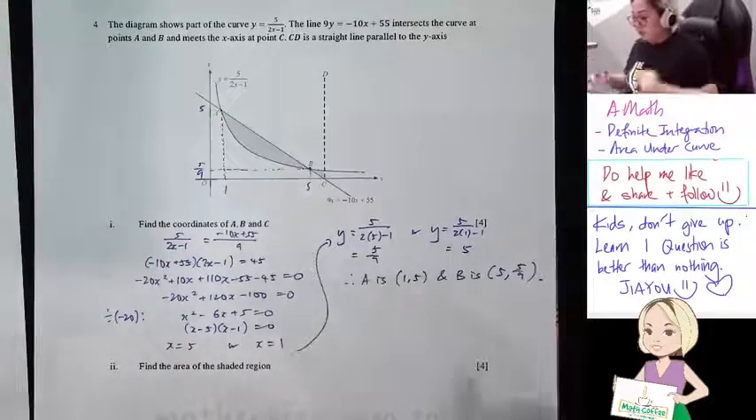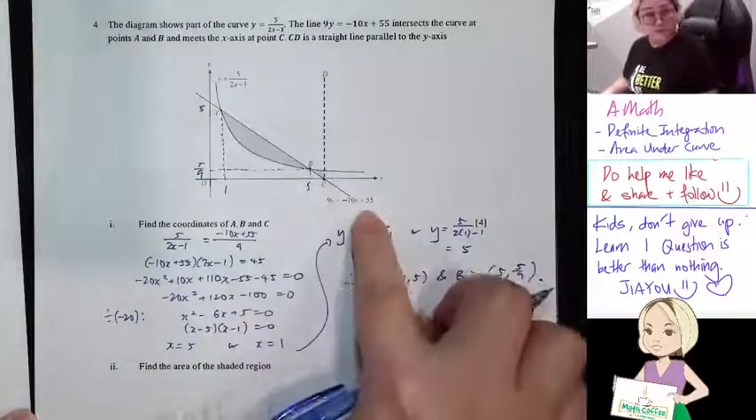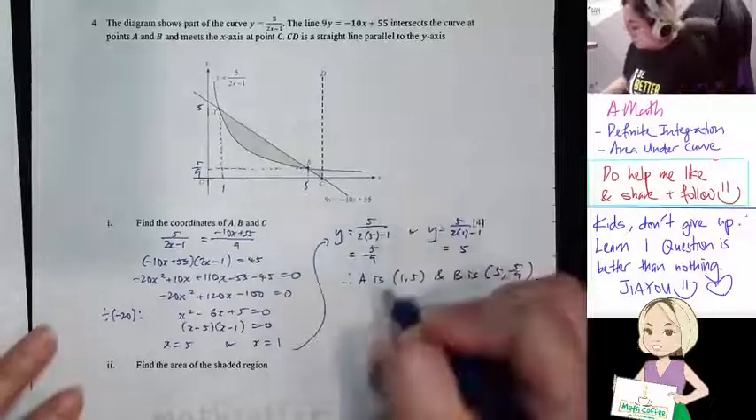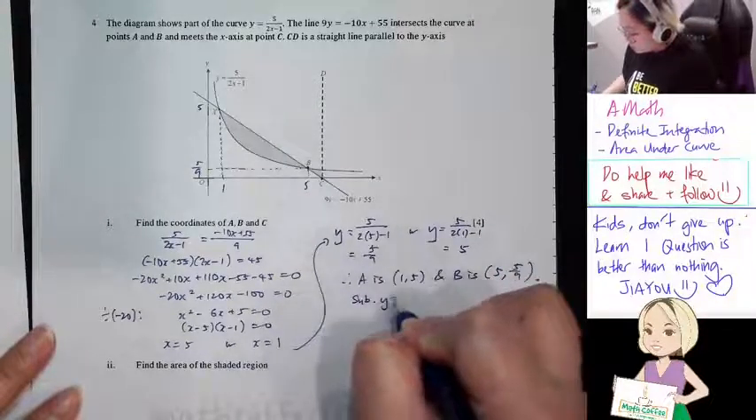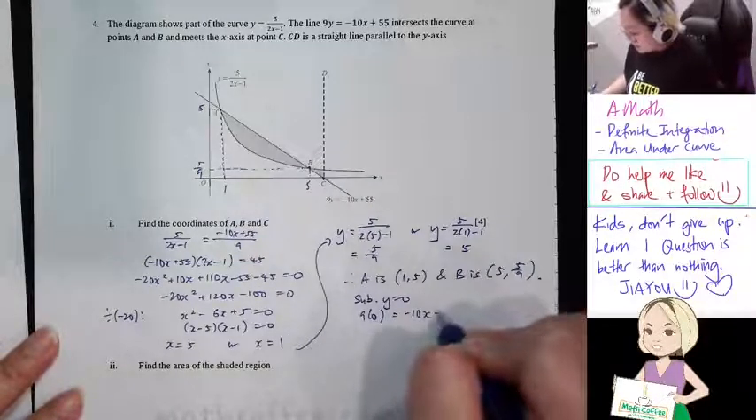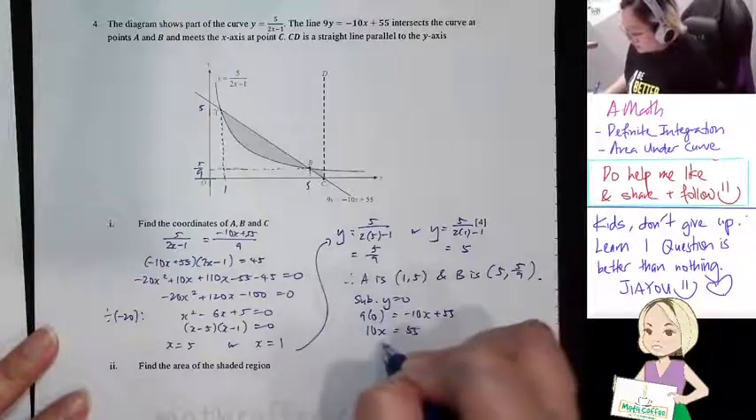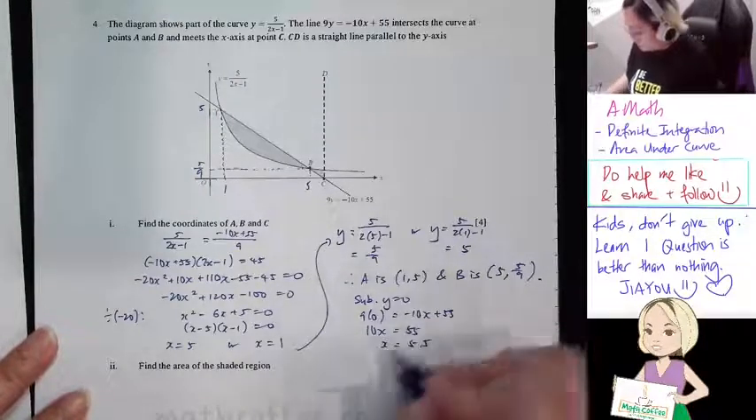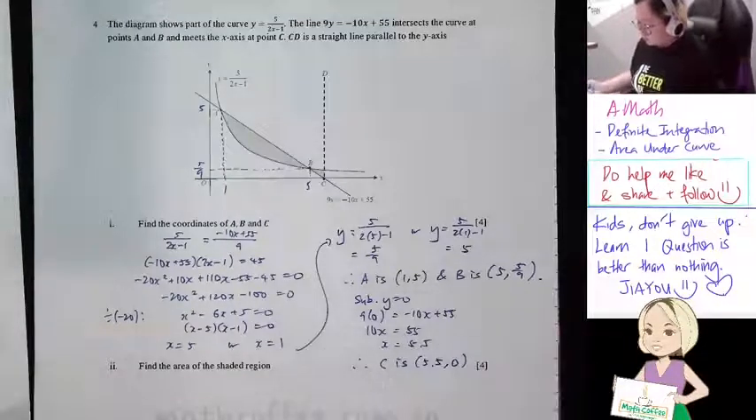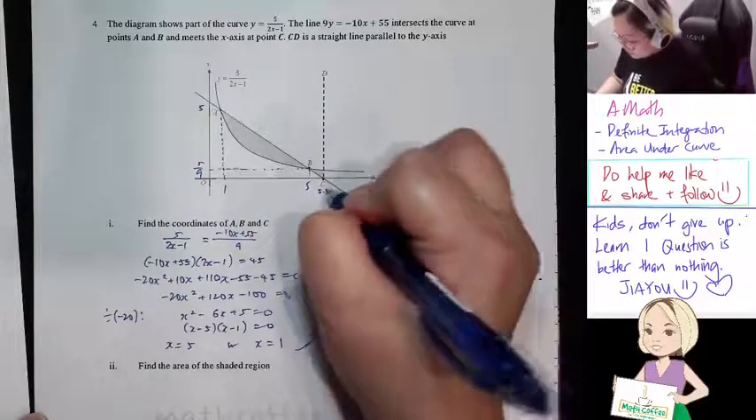Okay, so next I need to find my C. C is on the line, and it's on the x-axis, that means I need to sub y equals to 0. So we will have 0 equals to minus 10x plus 55. So my 10x equals to 55. X will be equal to 5.5. So therefore, C is (5.5, 0). So my C here is 5.5.